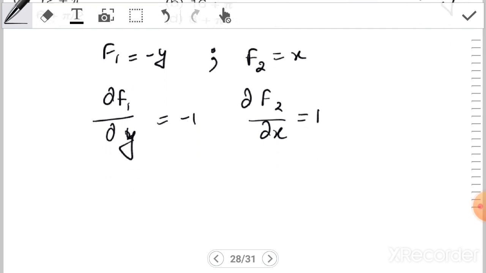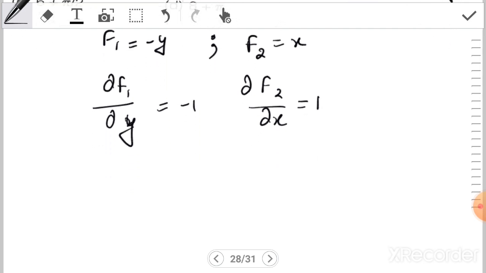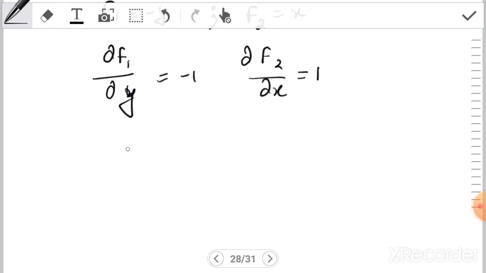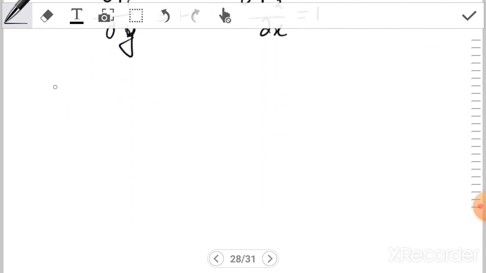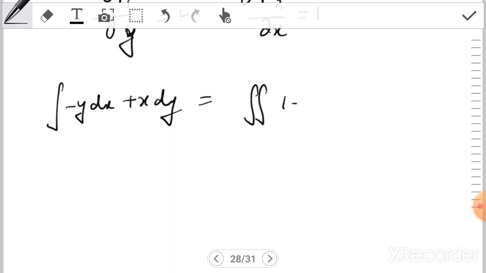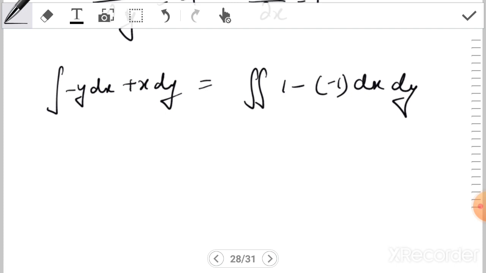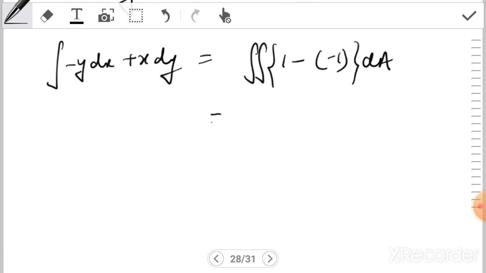Now putting the values of del f1 by del y and del f2 by del x in Green's theorem, minus y dx plus x dy is equal to the double integral of 1 minus of minus 1 dx dy, or you can write this as area dA. So which is 1 minus of minus 1, that is 2 into area.